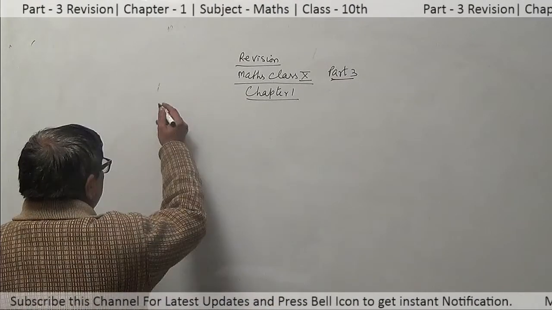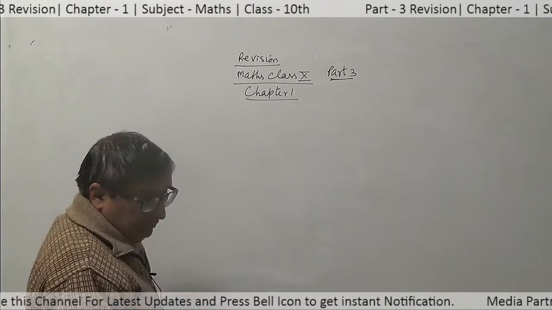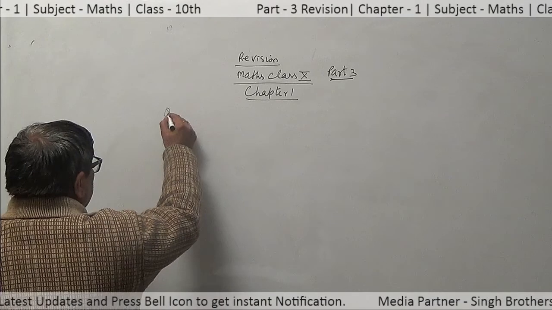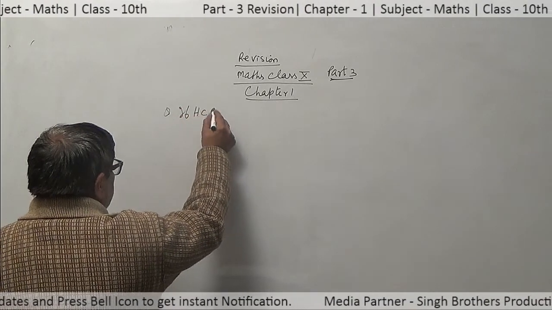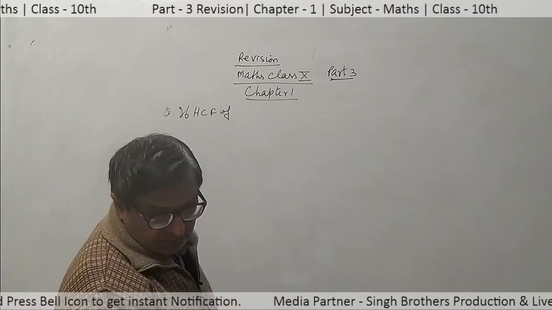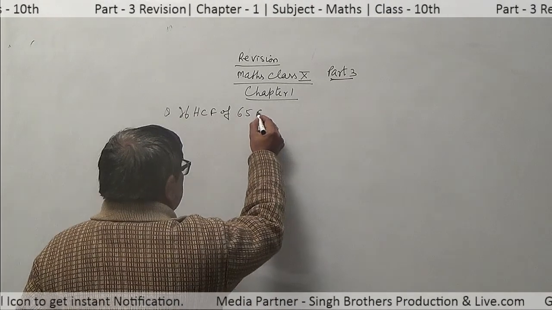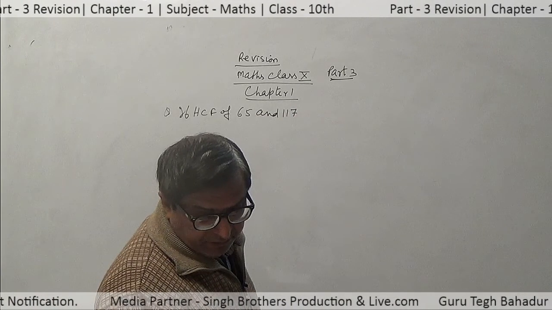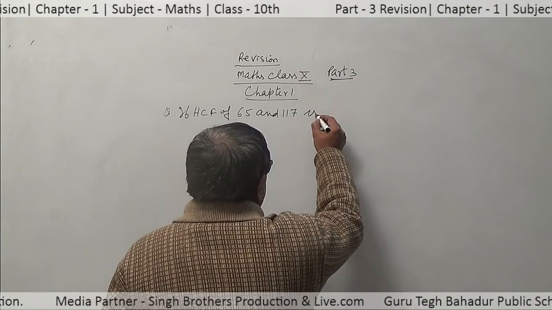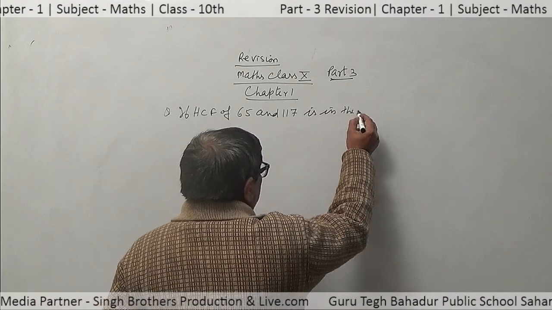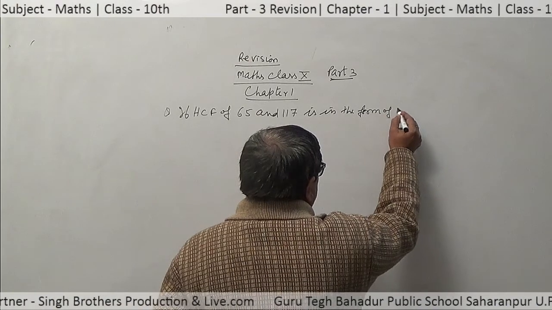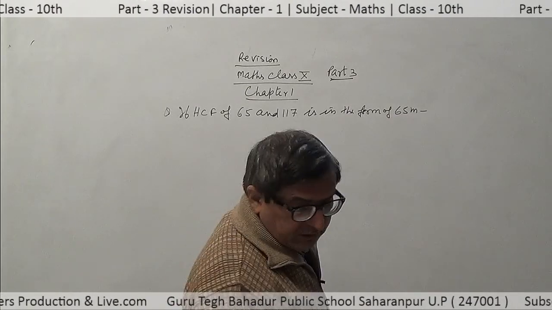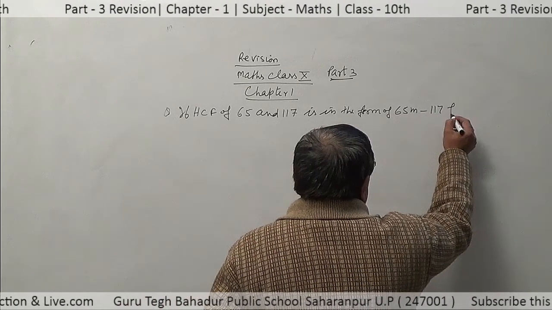Question number 1, you see, if the HCF of 65 and 117 is expressible in the form of 65m minus 117, find m.